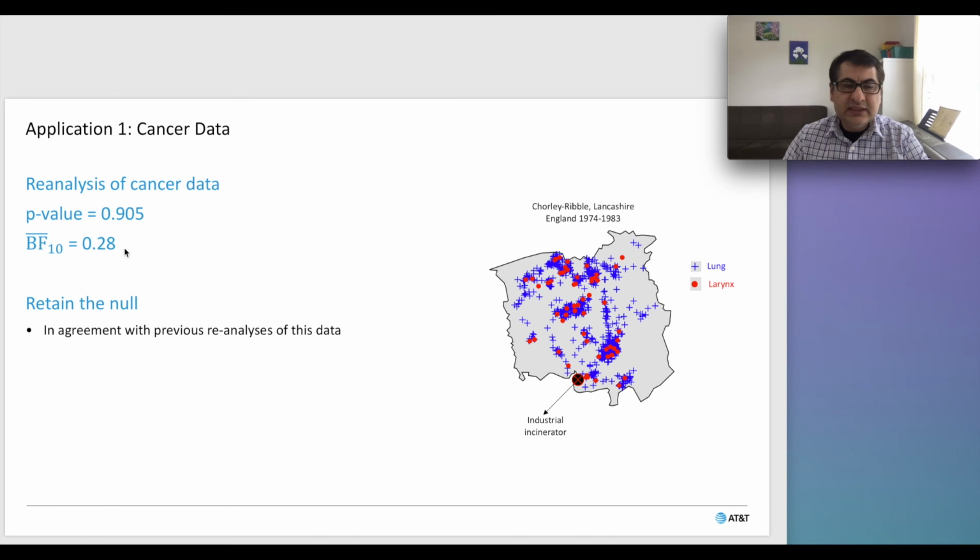In this case, the p-value that comes out from the comparison of the blue and red point patterns here is pretty close to 1. And the mean Bayes factor is much smaller than 1. So we could say that we can safely retain the null here. And this is in agreement with the previous reanalysis of this data, notably by Peter Diggle himself.